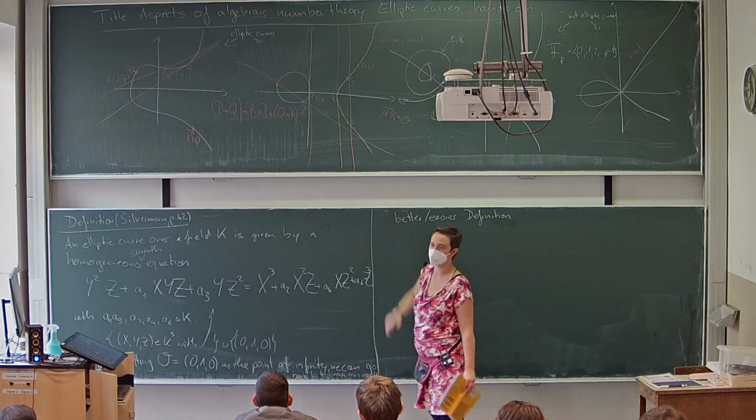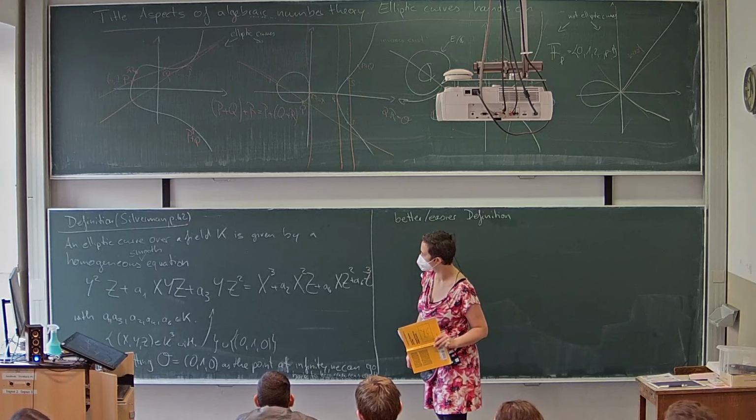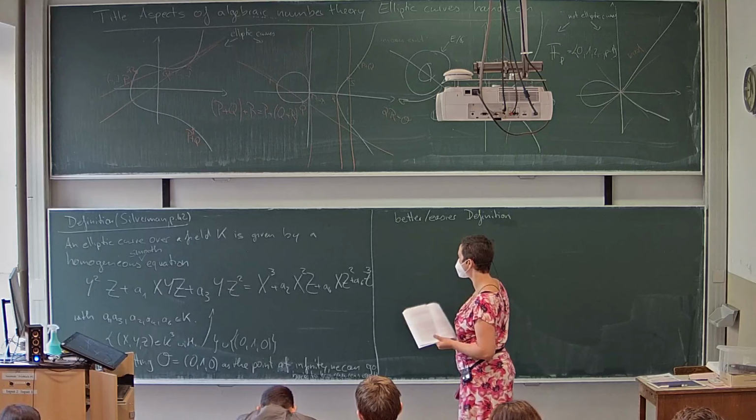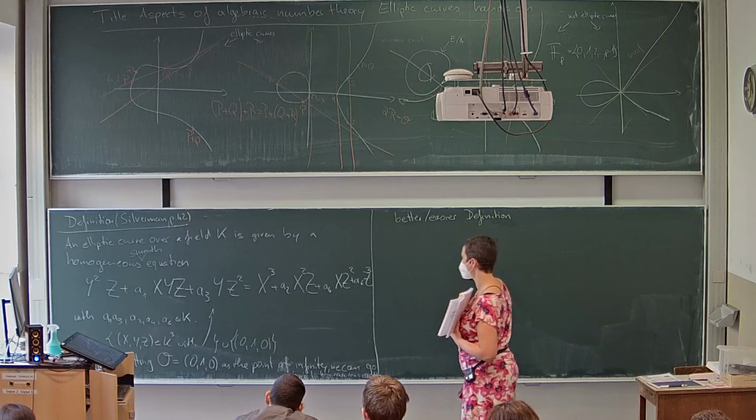Is it also related to the fact that this is the best we can do from a general equation without assuming any characteristic assumption? Ah, you mean that if we had that, we could just get rid of it? Yes, exactly. If we start with a general degree 3 equation, we can reduce it to this form without assuming any characteristic. Yeah, of course.